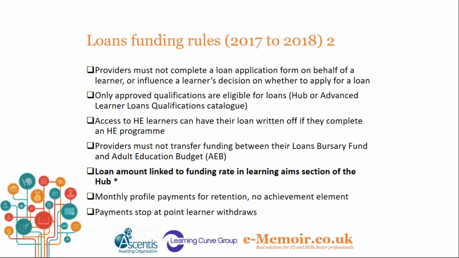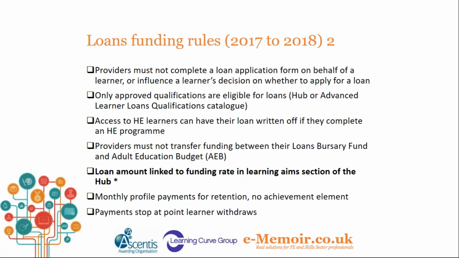The other thing to note, by the way, is there's a bit of confusion about the loans bursary fund, which I'll talk about in a few minutes, and the learning and learner support that you might get if you're also securing a funding allocation or contract through the adult education budget. They're ring fenced and have to be kept quite separate, and that will be picked up by any auditors.